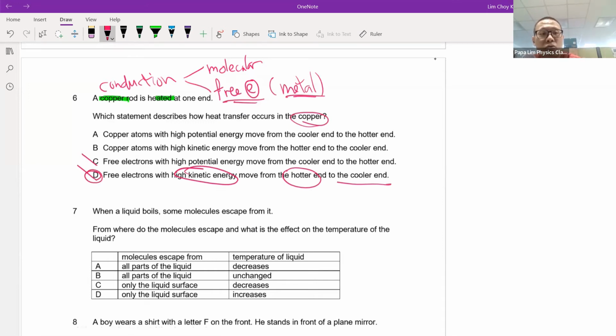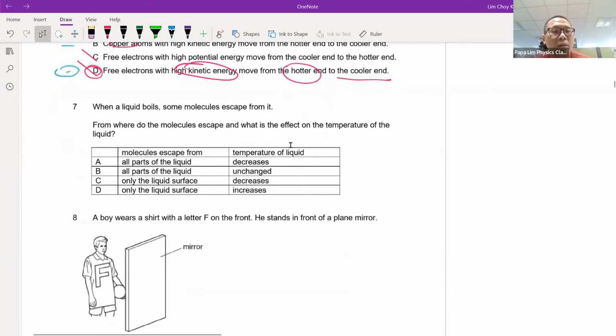I will not choose copper atom here. Because the question did mention copper, which is a metal, the main method for metal is free electron diffusion rather than molecular vibration. Molecular vibration does happen in metal, but it takes a secondary, back seat. The main mode of heat transfer in metal will still be free electrons. So between B and D, I will choose D, because D will be the main mode of transfer, the primary method of conduction. D will be a more accurate answer compared to B.